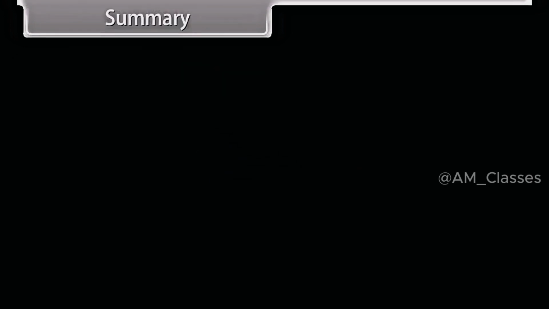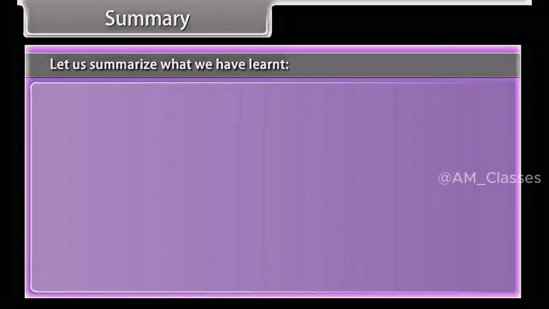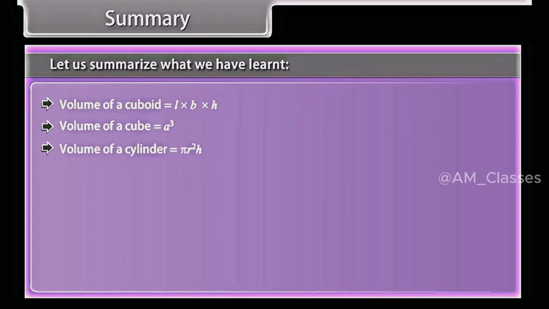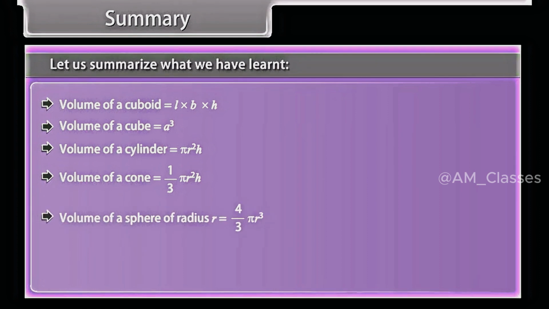Summary. Let us summarize what we have learned. Volume of a cuboid is equal to L into B into H. Volume of a cube is equal to A cube. Volume of a cylinder is equal to pi r square H. Volume of a cone is equal to 1 upon 3 pi r square H. Volume of a sphere of radius r is equal to 4 upon 3 pi r cube. Volume of a hemisphere is equal to 1 upon 2 into 4 upon 3 into pi r cube, which is equal to 2 upon 3 pi r cube.